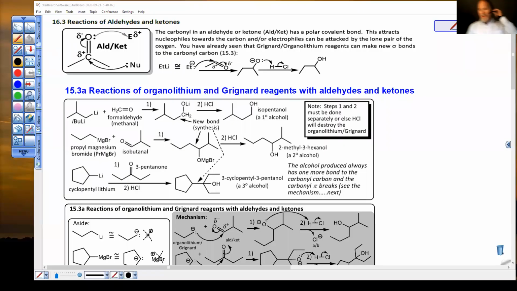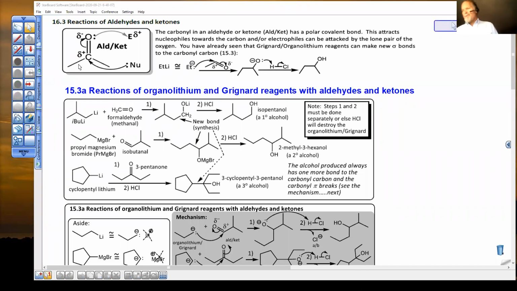We're going to continue our discussion of aldehydes and ketones. And today we're going to start looking at reactions of said species. And we're going to look at two major approaches of how aldehydes and ketones react.